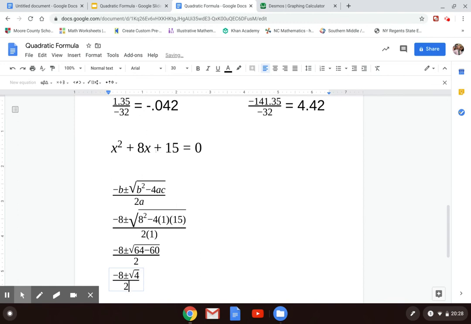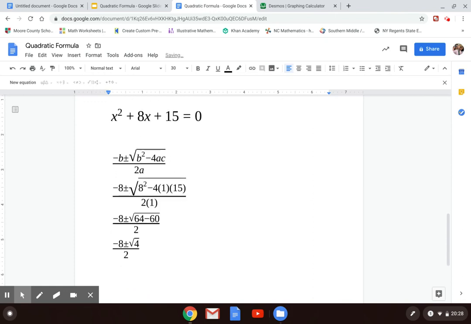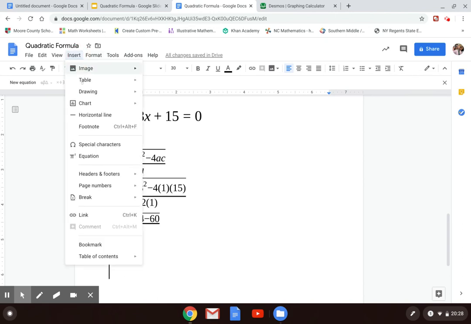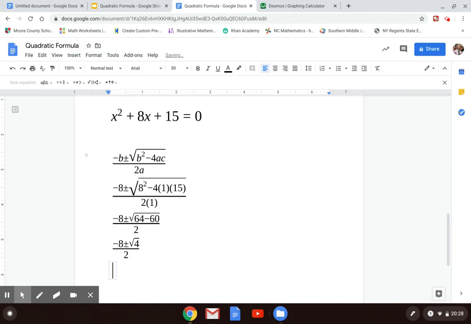Okay, so I think we're all pretty much familiar with the square root of 4, which is going to be 2. So now we know that I have two equations. I'm going to have here the first one, which is going to be the negative 8 plus the square root of 4, which is 2, divided by 2. Okay, so that's going to be my first equation.